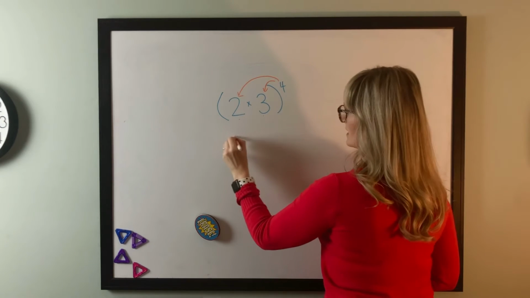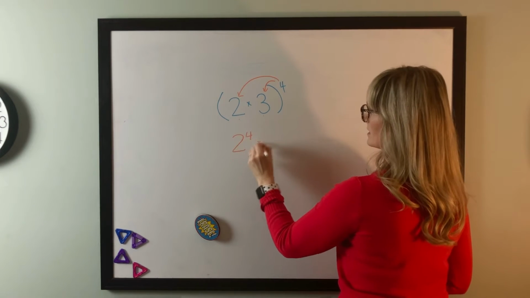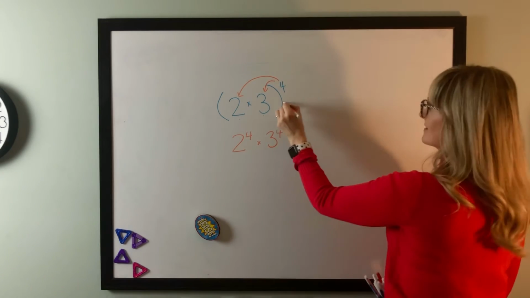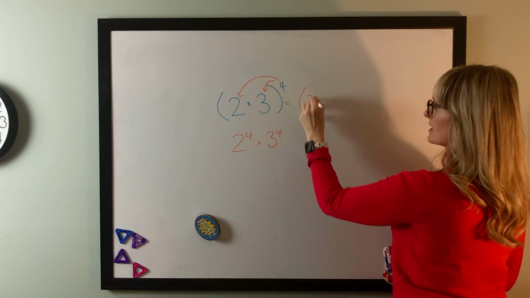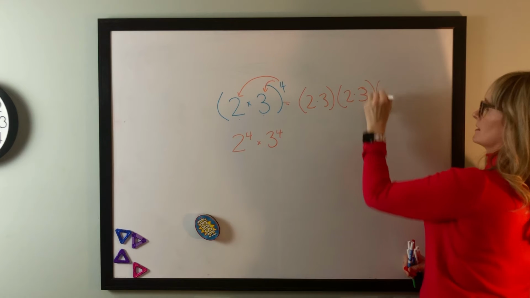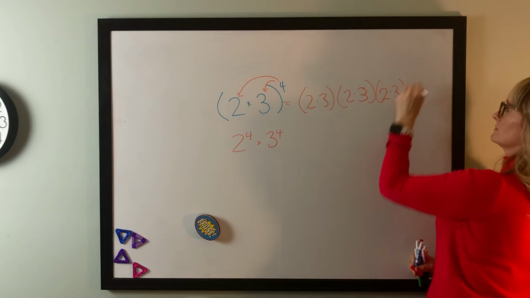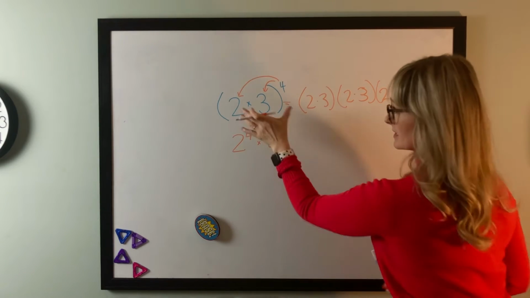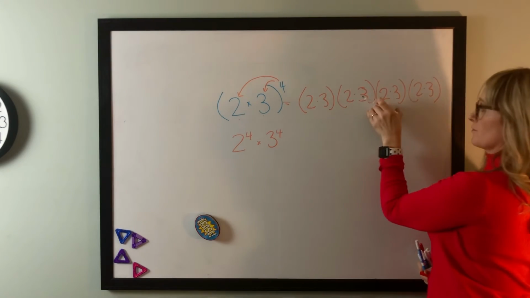So what am I going to say now? It's going to be 2 to the 4 times 3 to the 4. If you forget, all you're going to do is say, I'm going to go 2 times 3, 4 times. Because that's what that means. It means take that multiplication and do it 4 times.